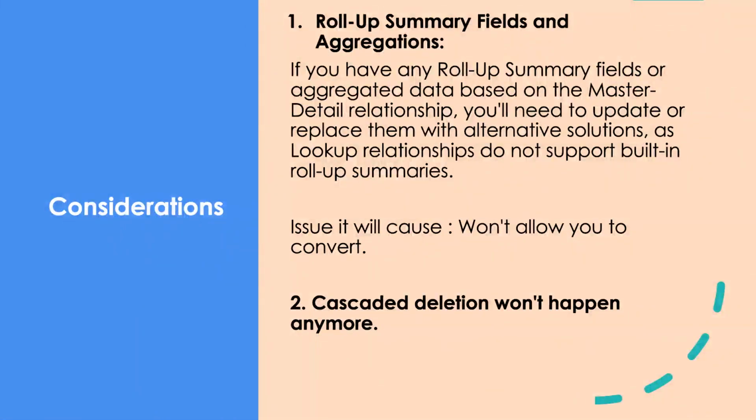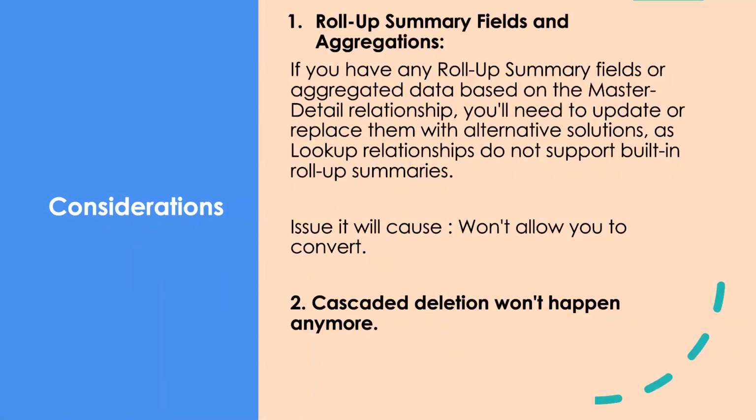The second point is that cascaded deletion will not happen. You already know that in a master detail relationship, the behavior of the detail object, the child, is inherited from the parent. Whatever owner the parent has, the same owner will also be applicable to the child. Basically all the sharing and visibility is applicable as it is on the parent.